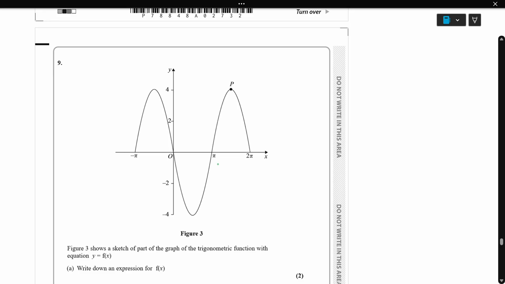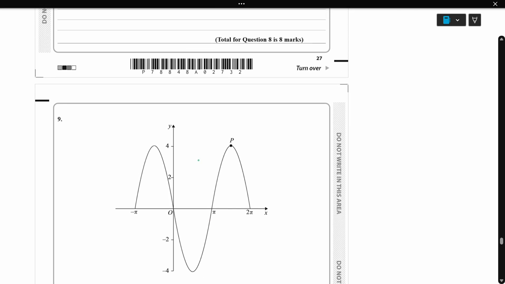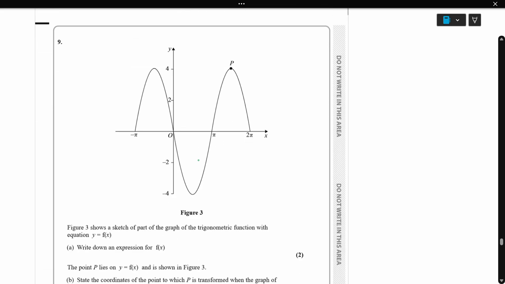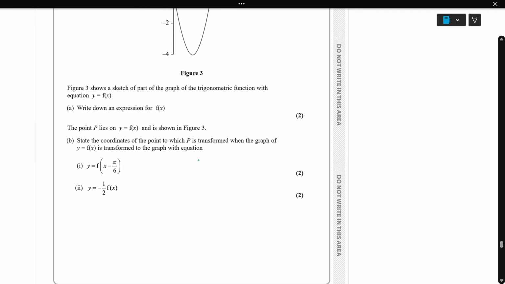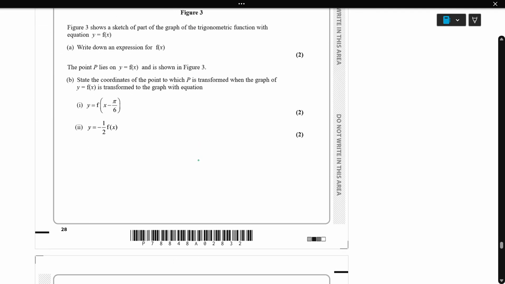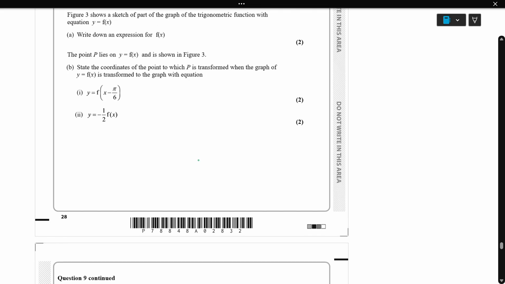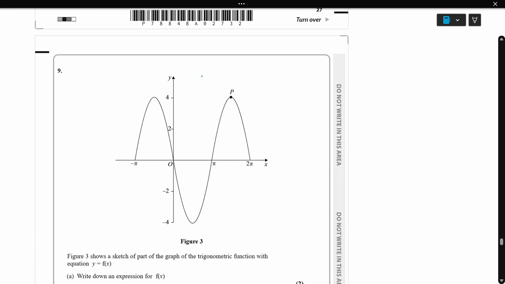Okay, because 0 and pi, so it's exactly sine values. So the next part, part B. For f of x, some translation has happened. So state the coordinate of P. P is the maximum point.